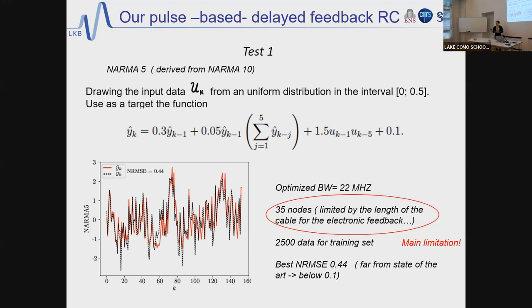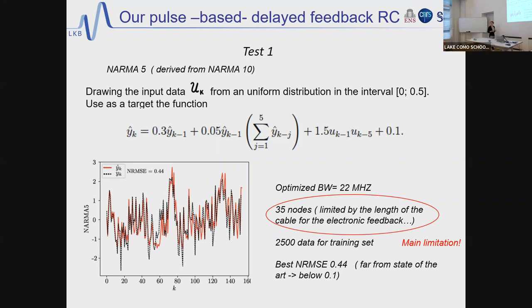Yes? How long is it? Oh, it's something like 40 meters. You have to consider that the pulses are separated by 6 nanoseconds, so you take 6 nanoseconds times 35, and then you see more or less what the length of the cable is.